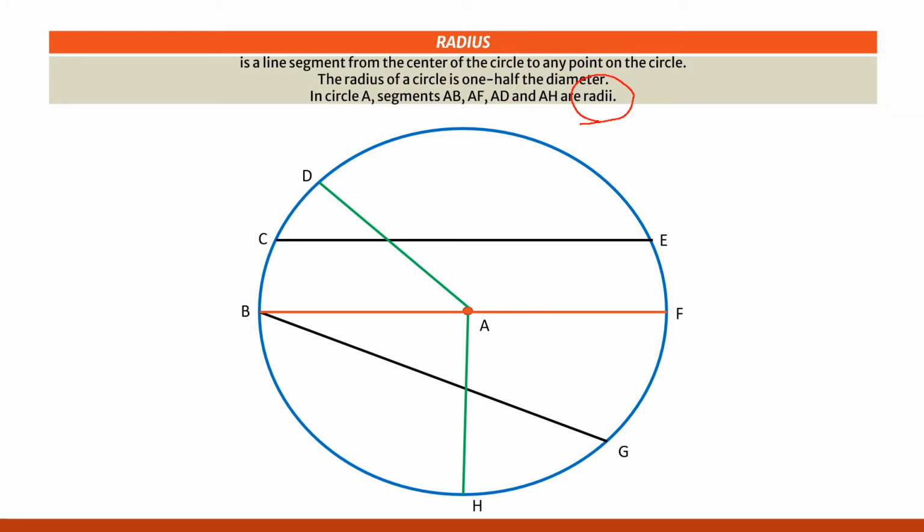And take note, children, that the radius of a circle is 1/2 the diameter. Kanina, yung segment BF is our diameter. And if you notice, pag hinati pala siya sa gitna, will give us 2 radius. Na kung saan, sabi nga, the measure of the radius is 1/2 of the diameter. So, klaro sa atin to. Okay? Ayos.